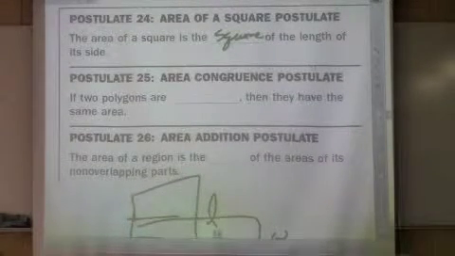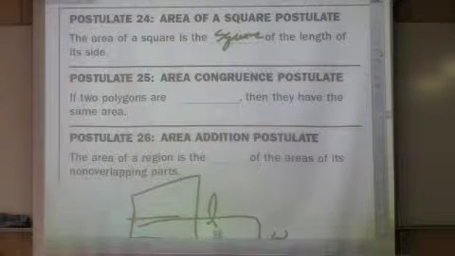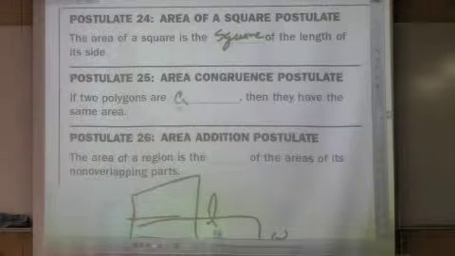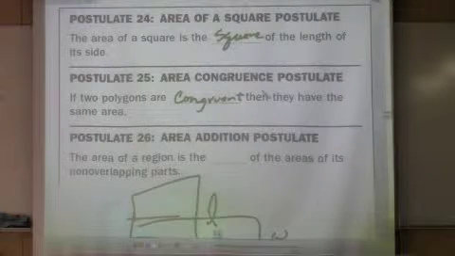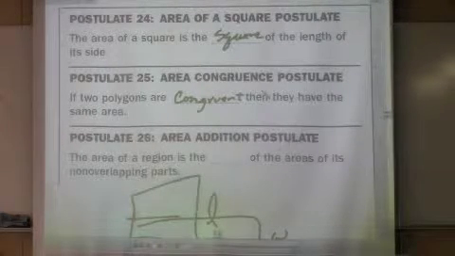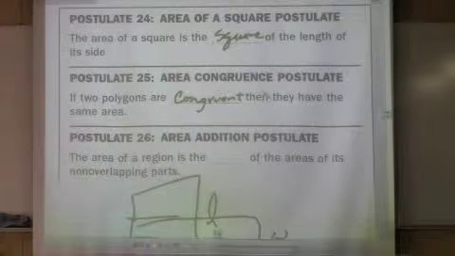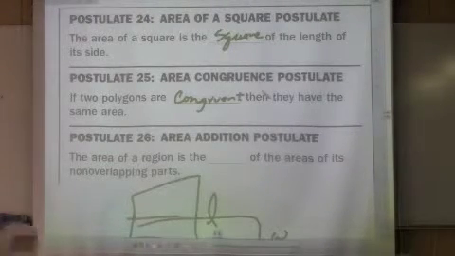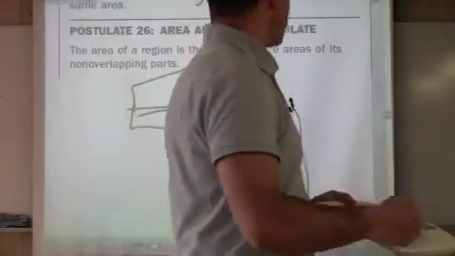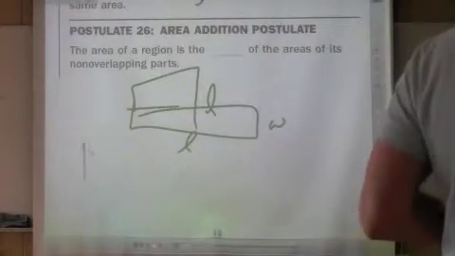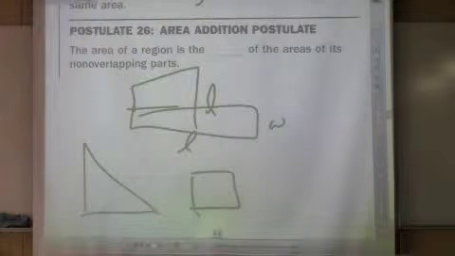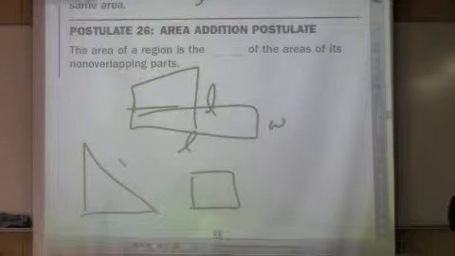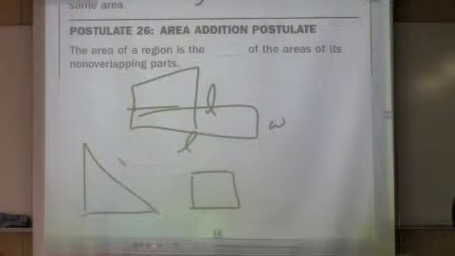Postulate 25, the area congruence postulate, which I don't really agree with. It says if 2 polygons are congruent, then they have the same area. I suppose it could be area congruence. Doesn't necessarily mean figure congruence, because I could make a triangle that might have the same area as that square. Are the figures congruent? No, but are their areas congruent? Sure, they could be. Oliver?